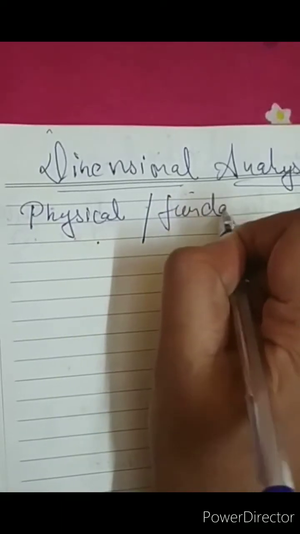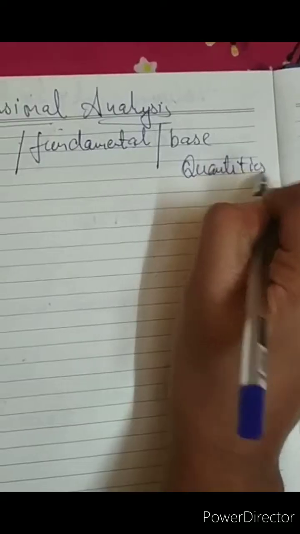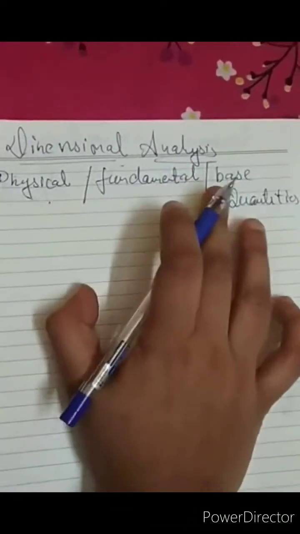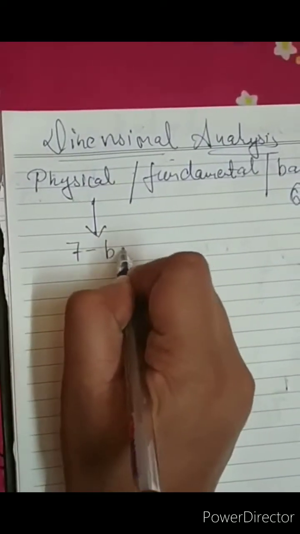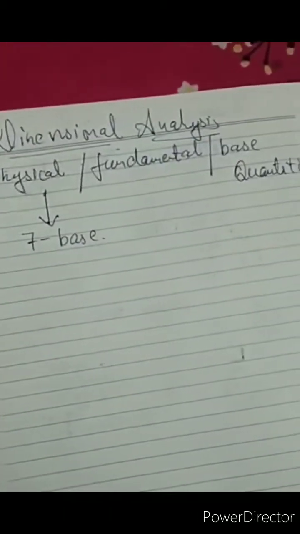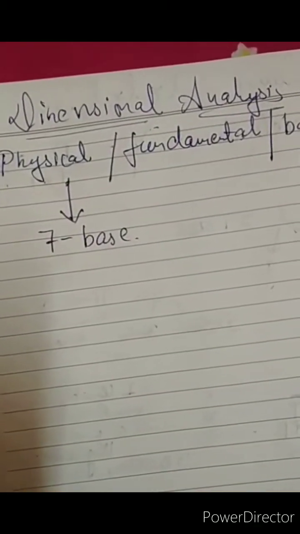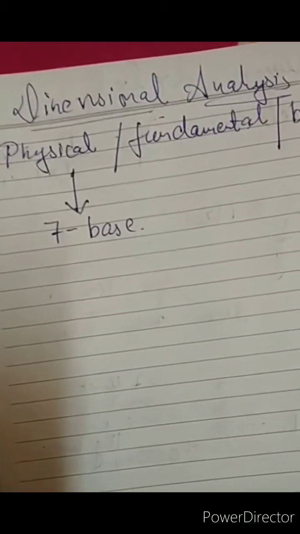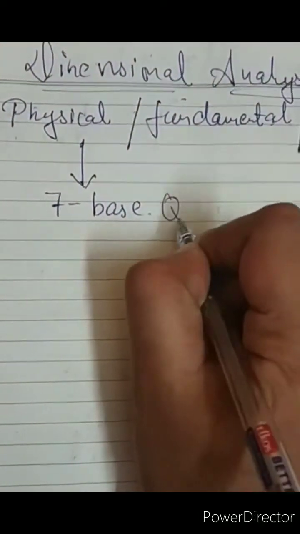In dimensional analysis, first I want to tell you about physical fundamental, or you can say base quantities. What do you mean by physical fundamental or base quantity? First I want to tell you we have 7 base quantities. The 7 fundamental or base quantities chosen in SI are called the 7 dimensions of the physical world. So I will tell you we have 7 base quantities and what they are.